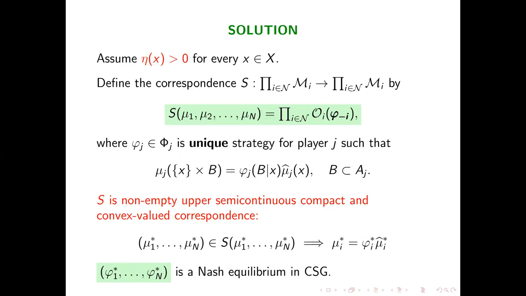Then we can use the generalization of the Kakutani theorem, and we obtain a fixed point mu1 star up to mu n star. And again, using this integration, we obtain the stochastic kernels phi I star. So we obtain the stationary strategy for each player. And these stationary strategies obtained through this integration form a Nash equilibrium in the constrained stochastic game. This is the main idea.